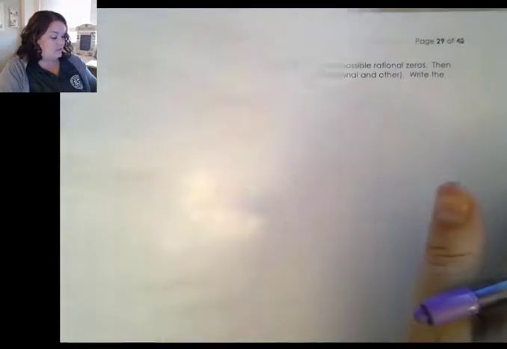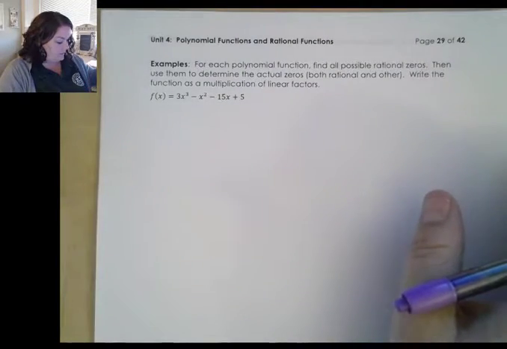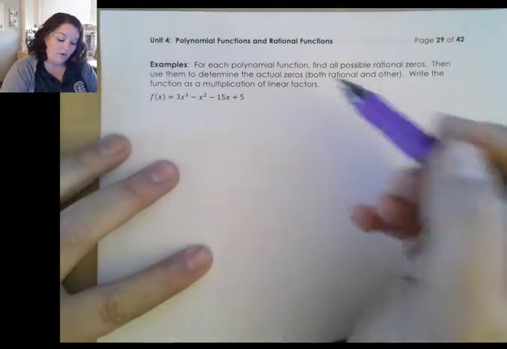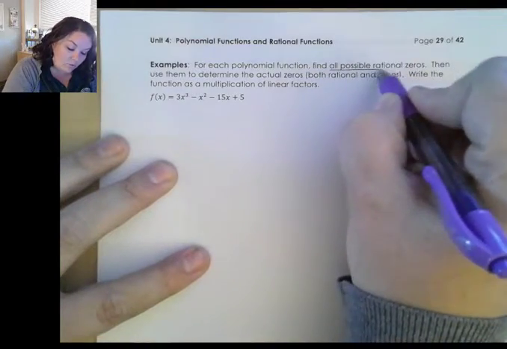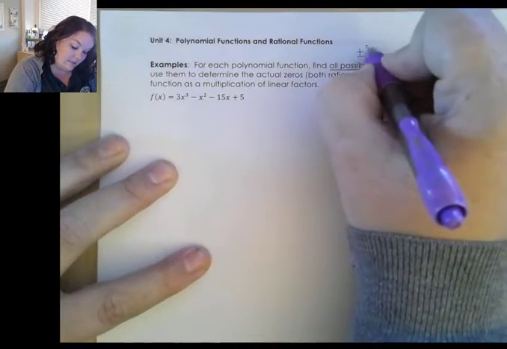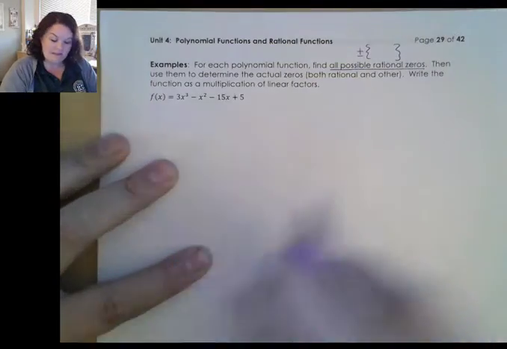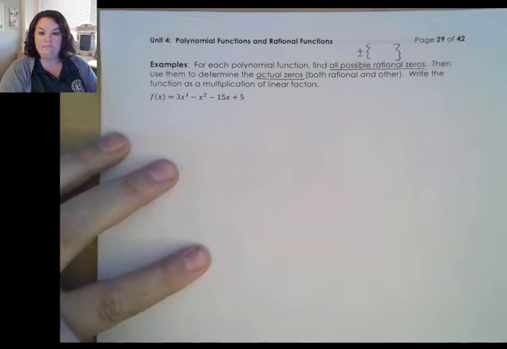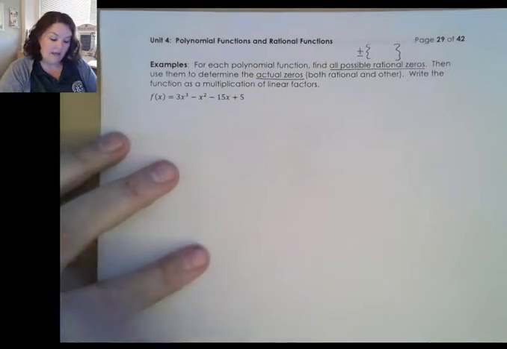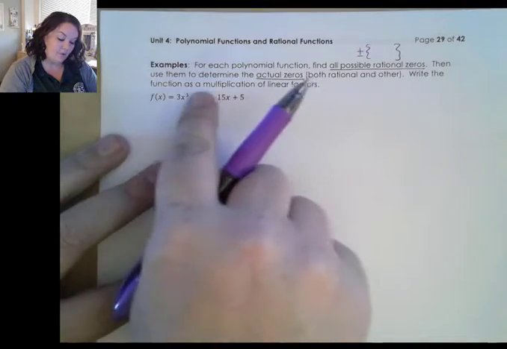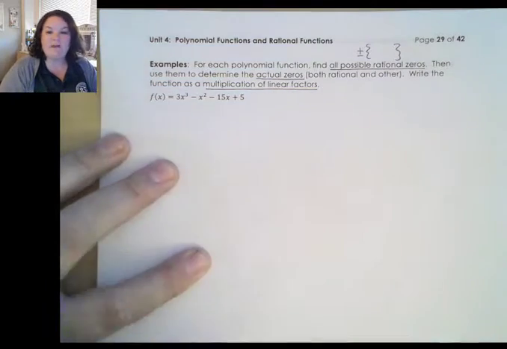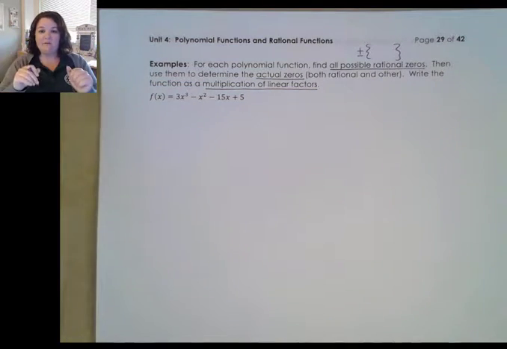Okay, all right, so let's look at the first one. And on all of these, our instructions are for each polynomial function, find all possible rational zeros. Okay, that's the plus or minus thing. Then we want to use them to determine the actual zeros, both rational and other. And then we want to write the function as a multiplication of linear factors. That means we want to fully factor the function. We want to write f of x equals factor times factor times factor times factor, right?